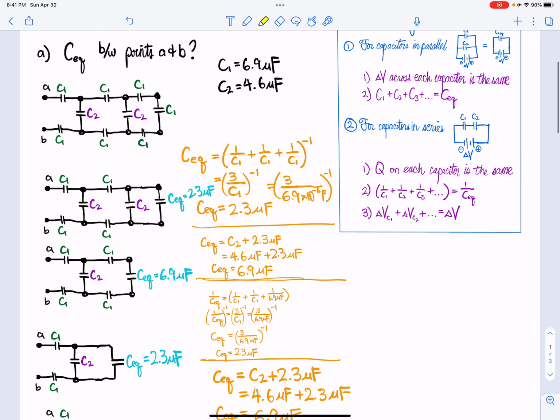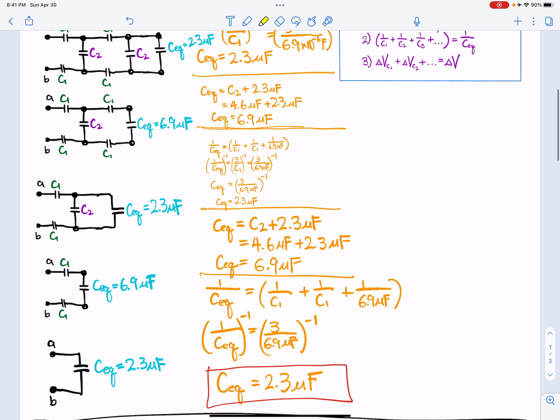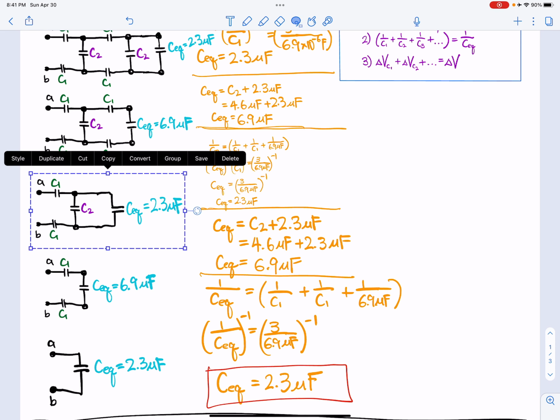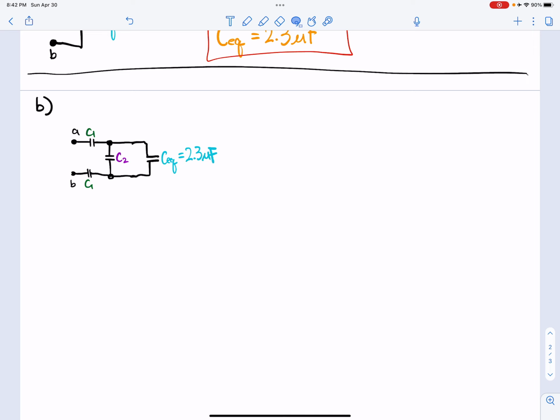Okay, so since I am most interested in these 3 capacitors, I guess I'll just copy and paste this guy. Okay, so this is coming from part A, right? I just copy pasted this from part A. And from part A, I already know that the equivalent capacitance for the rest of the network right here is 2.3 microfarads.